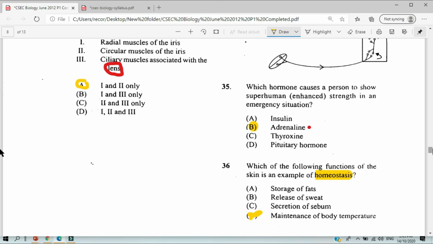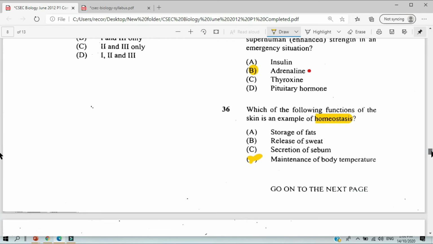36. Which of the following functions of the skin is an example of homeostasis? Now, homeostasis is maintaining of a constant internal environment, and here the maintenance of body temperature is what we chose, so it's going to be D.